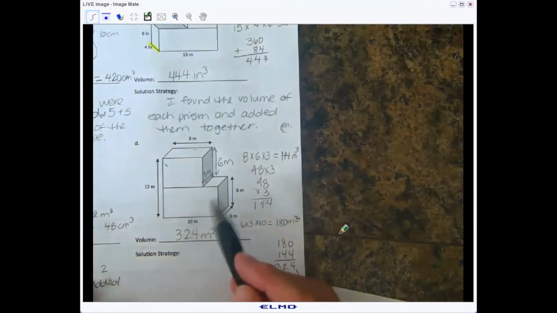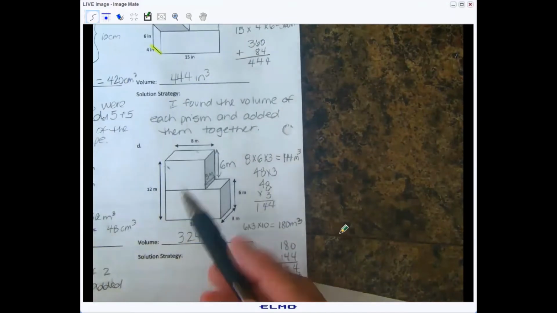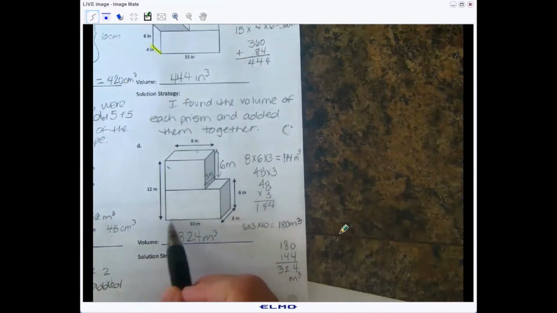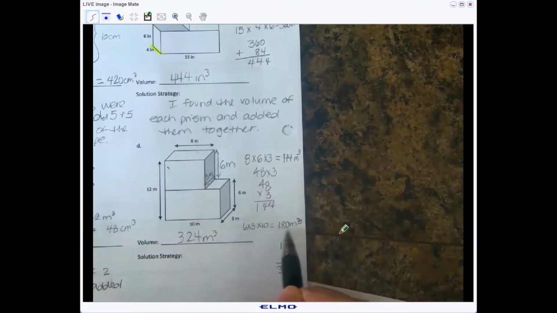On this one, you have to do something similar. The bottom box or prism, all three dimensions are given, 10 by 3 by 6. Okay, so that part is no problem. 10 by 3 by 6 is 180 cubic millimeters.